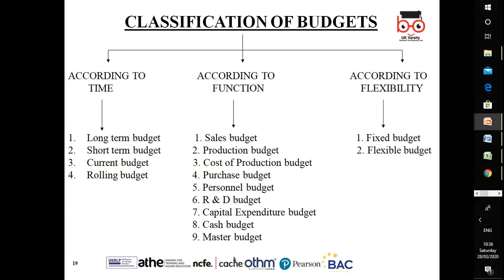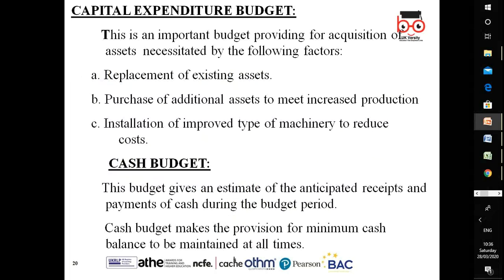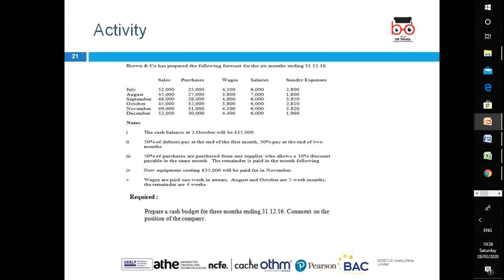Any questions? No. Okay, then capital expenditure, which we already discussed, is investing money in non-current assets. A cash budget means investing money and managing cash in and out.